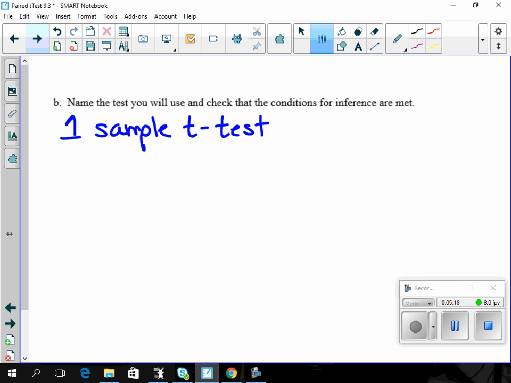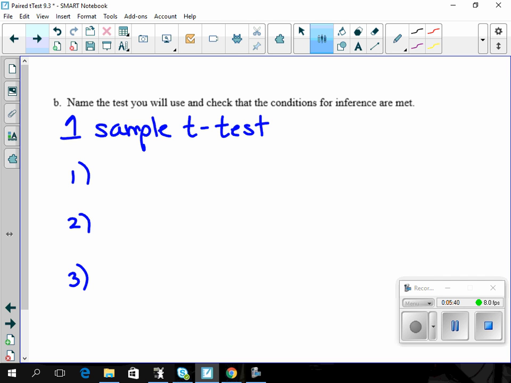And we have to check the conditions. So we're in our plan step at this point, correct? So what are our 3 conditions for means? The first one, we'll do the graph part at the end. So what are our other 2 conditions? Random sample. So let's look.